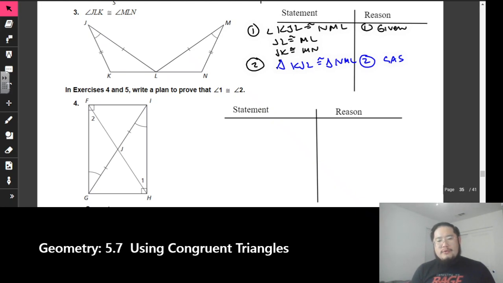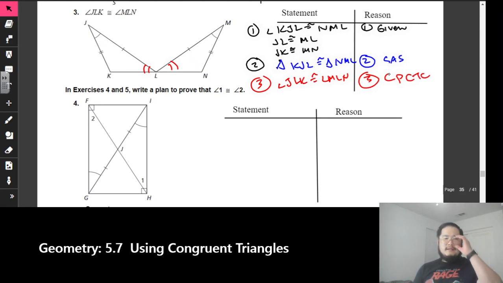So now that I have proven these two triangles to be congruent, step 3 says angle JLK, which is this one right here, is congruent to angle MLN right there. And we have our reason, CPCTC. All right, corresponding parts of congruent triangles are congruent.